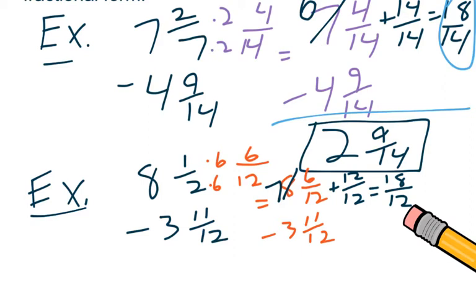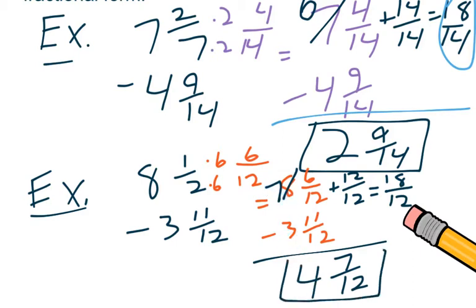subtract 3 and 11/12. 18 minus 11 gives us 7/12. And our 7 minus our 3 for the whole numbers gives us 4. Did you get that? I hope so.